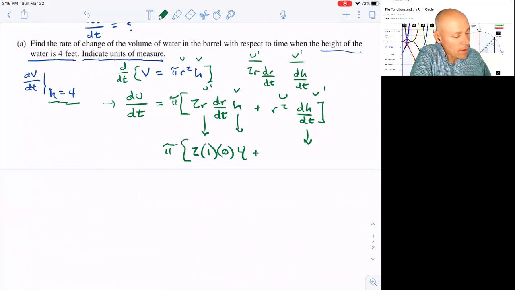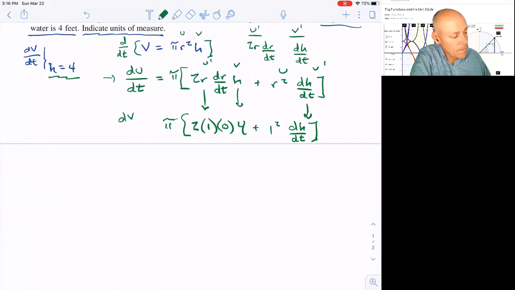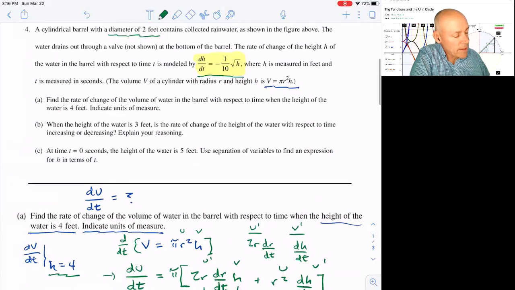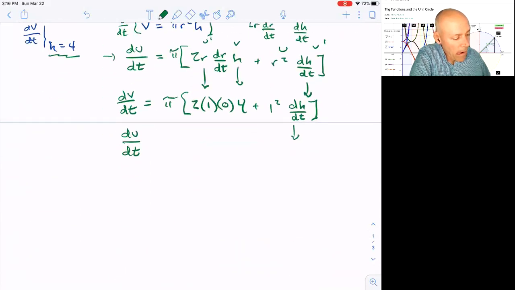Plus r, which is 1, squared times dh/dt. dV/dt is equal to that. And I'm given dh/dt is equal to negative 1/10 square root of h. Negative 1/10 square root of h, h is given as 4. So this first term is going to zero out.